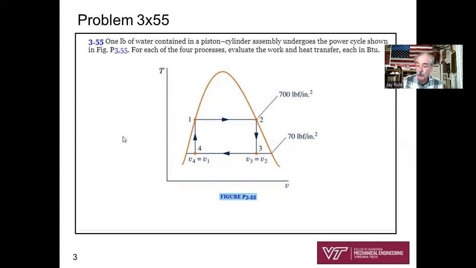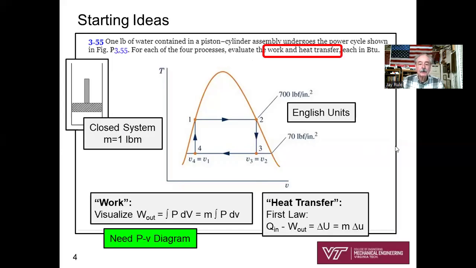All right, so let's plan our work. So the first thing is, what are we seeking to find? We're seeking to find the work and the heat transfer for each little process, 1 to 2, 2 to 3, 3 to 4, 4 to 1. Another thing, reading the problem, it says 1 pound mass, piston and cylinder. That I'm going to write down on pencil and paper outside the MATLAB environment. Closed system, m equals 1 pound mass. We'll observe that we're going to be using English units. So when we access the steam tables, we're going to have to be sure that we're working in English units.